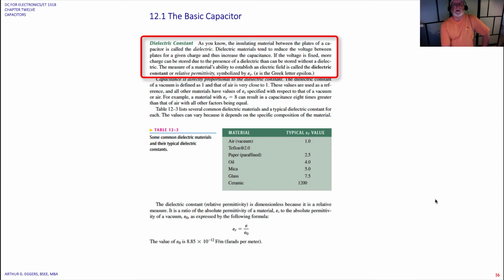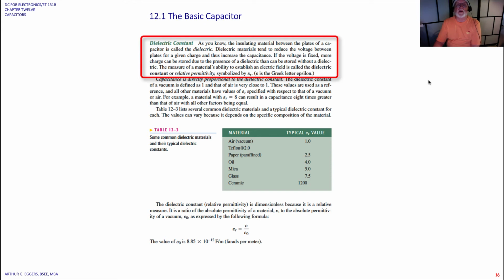Dielectric constant. What is the material between the plates and what is the constant related to it? Well, it's based on the material. As you know, the insulating material between the plates of a capacitor is called the dielectric. Dielectric materials tend to reduce the voltage between the plates for a given charge and thus increase the capacitance. If the voltage is fixed, more charge can be stored due to the presence of a dielectric than can be stored without a dielectric.